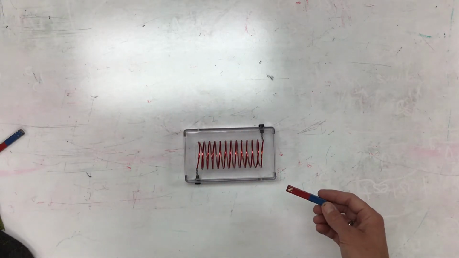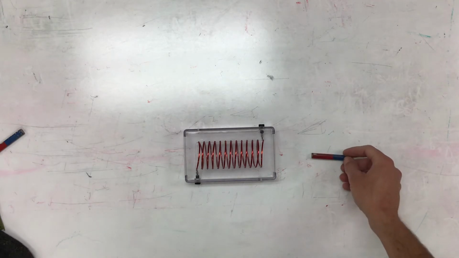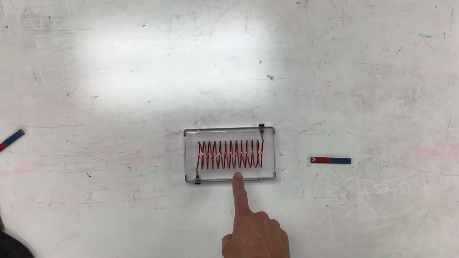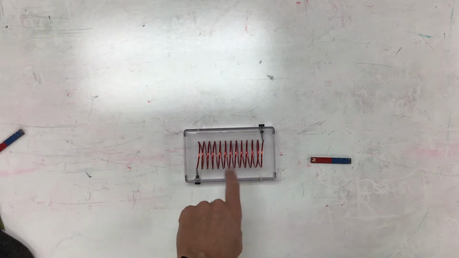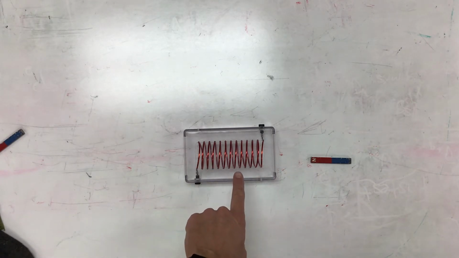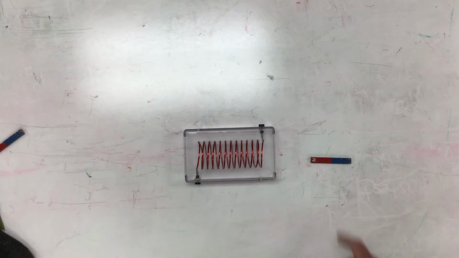What Lenz came up with is the direction of the electricity induced in the coil. That electricity creates its own magnetic field in the coil, basically turns the coil into an electromagnet. The direction of that magnetic field opposes the change that made it in the first place.